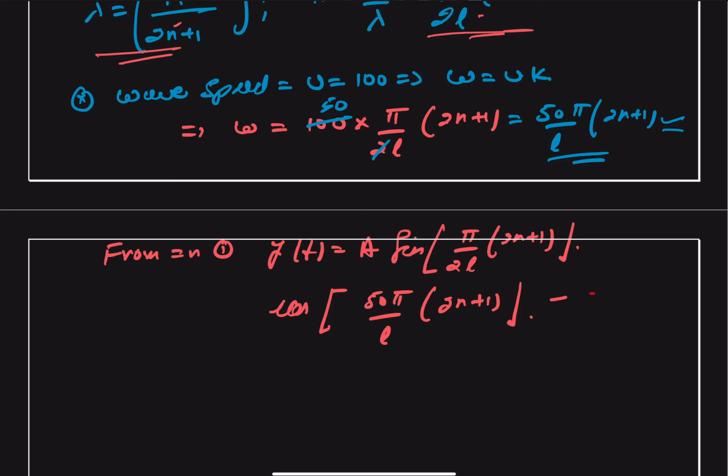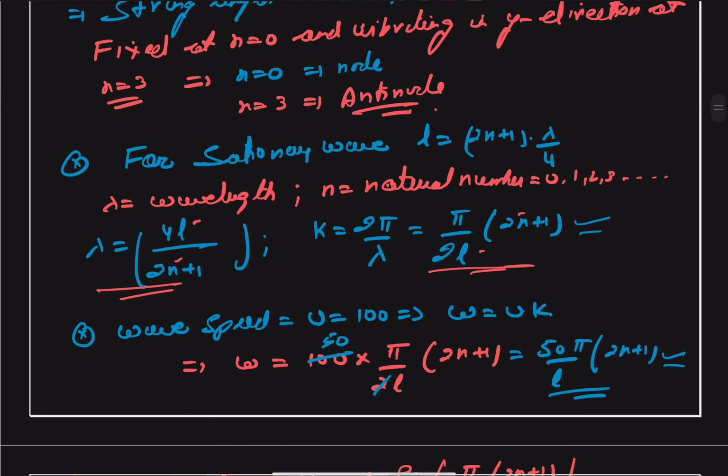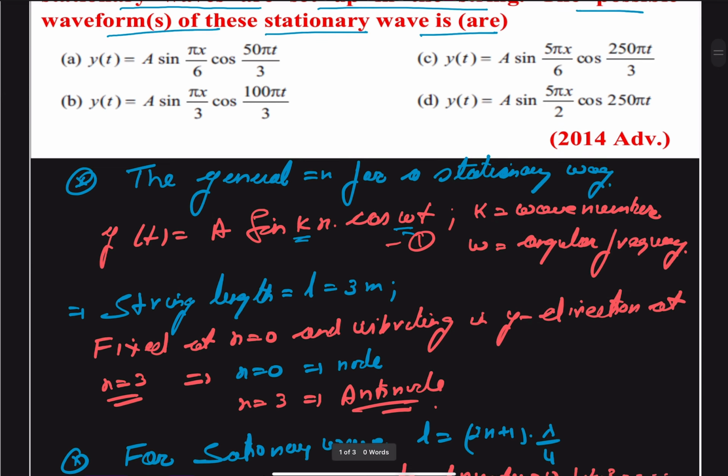And we are going to take the options one by one and try to find out the value of n, because n we know will always be a natural number. If there is any other value of n, like in the fractional form, then we can say that that particular option will not be an equation for the standing wave. So let us start with option A, which is a sine pi by 6 and 50 pi by 3.